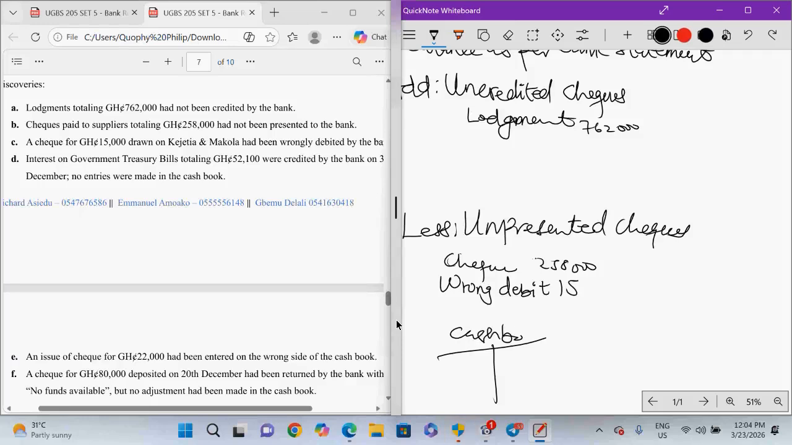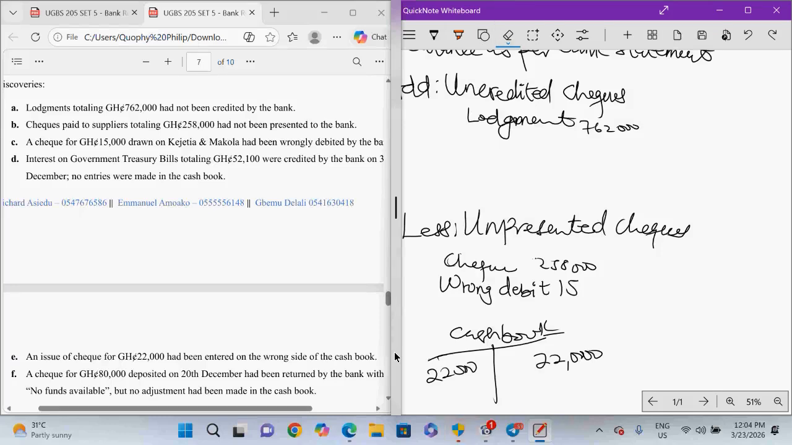So this is our cash book. Let's look at the error and then do the correction. An issue of check 22,000. If we issue a check, where do we record it? On the credit side. You're supposed to record 22,000 on the credit side because we have paid, we have issued, we have drawn. But they recorded it on the wrong side, which means they recorded it here. This is the error that they did.